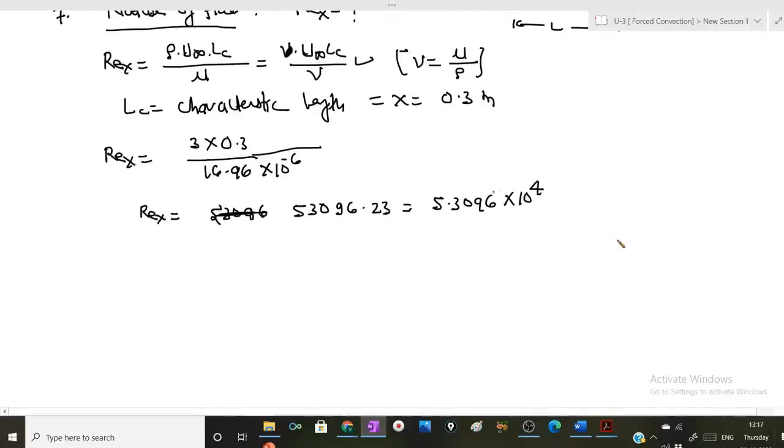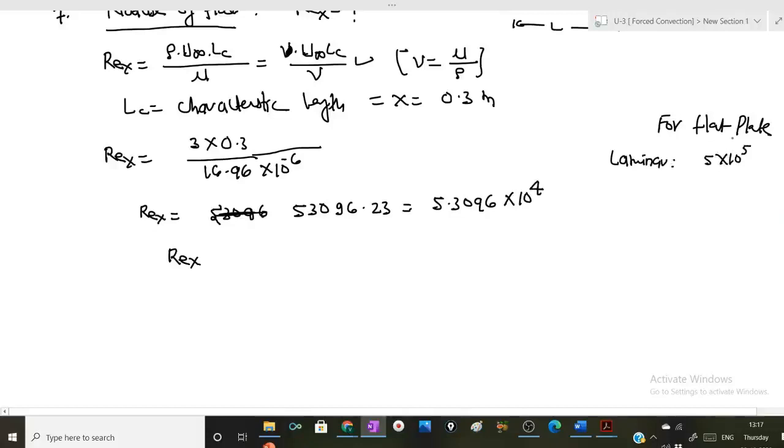Turbulent. Why turbulent? Sir, because it is greater than the 4000 value. No. For a flat plate, flow will be laminar if the Reynolds number value is 5 into 10 to power 5.